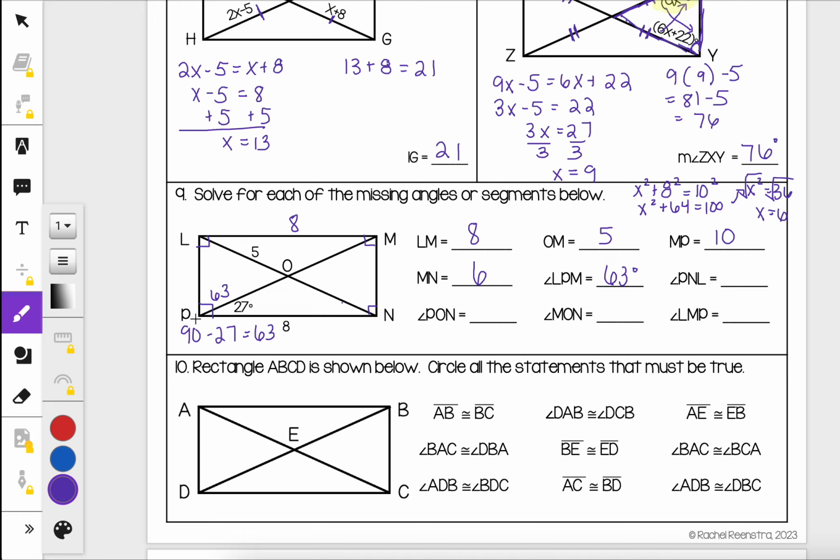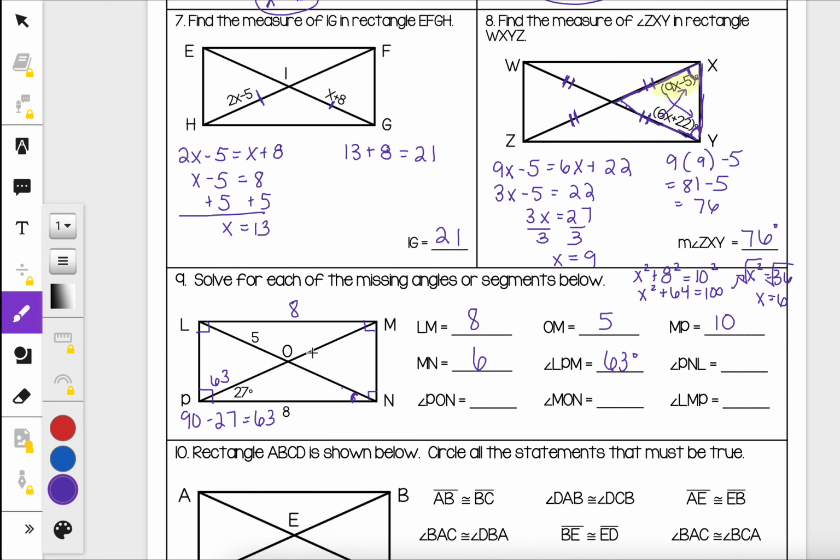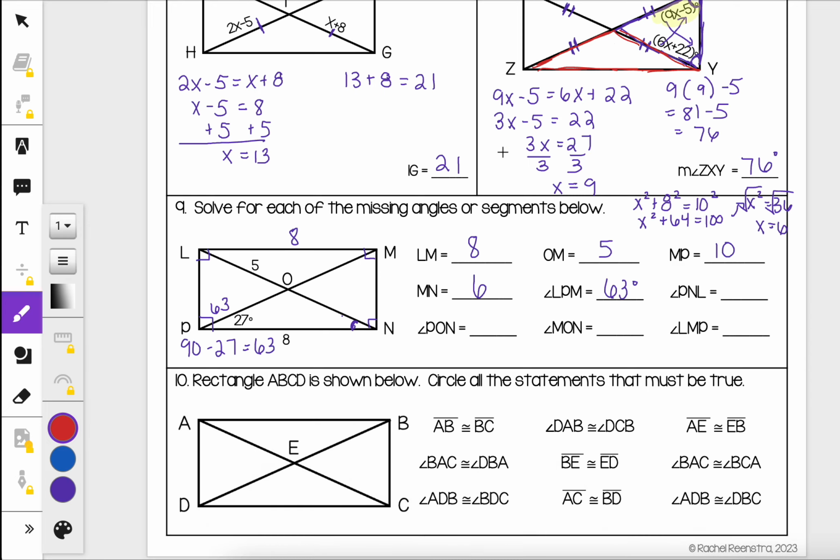Next, I'm looking for angle PNL. Okay, so this guy right here. Now, if we remember, we talked about isosceles triangles in question number 8. We had an isosceles triangle here. I also have an isosceles triangle here. Okay, you're actually going to have 4 isosceles triangles in a rectangle. So the same thing is going to happen here. I know these pieces are all congruent.